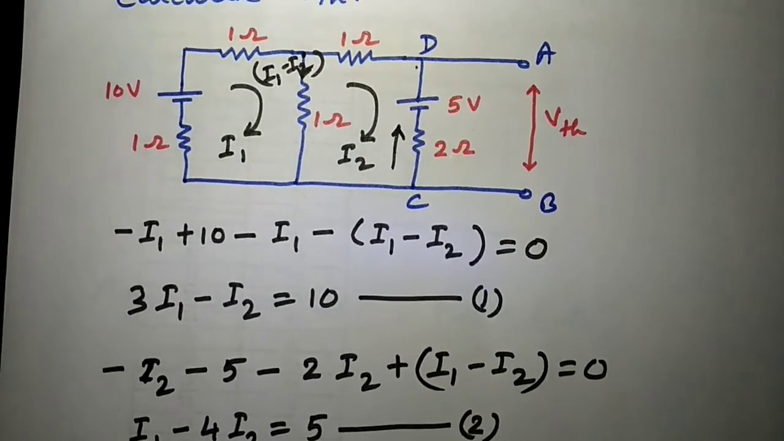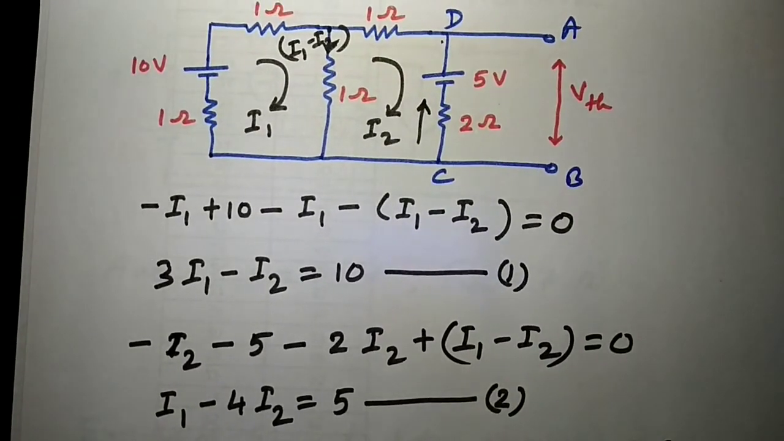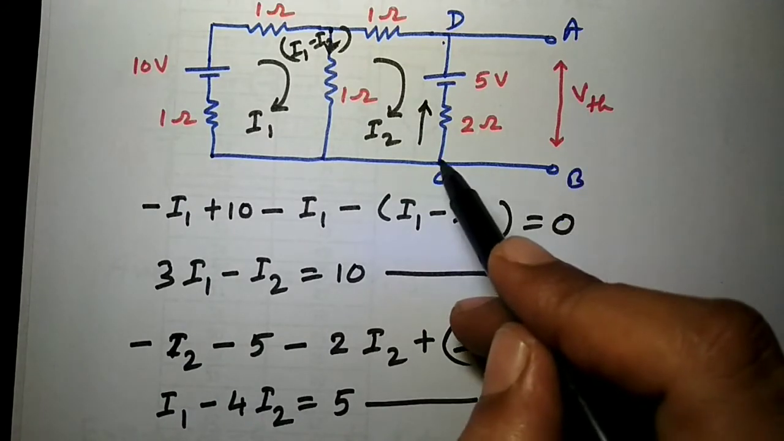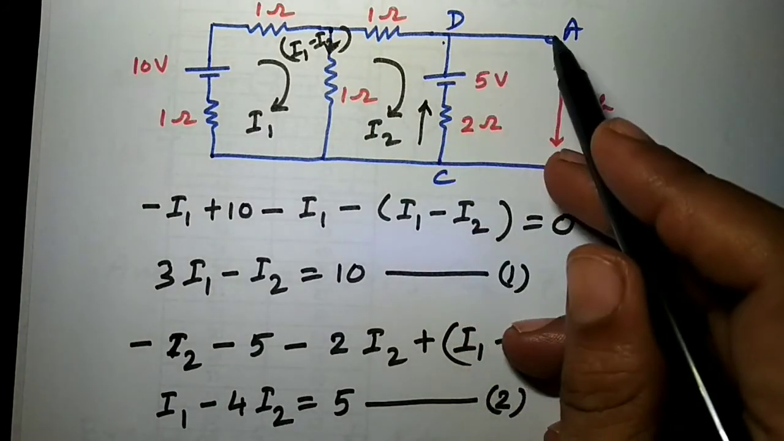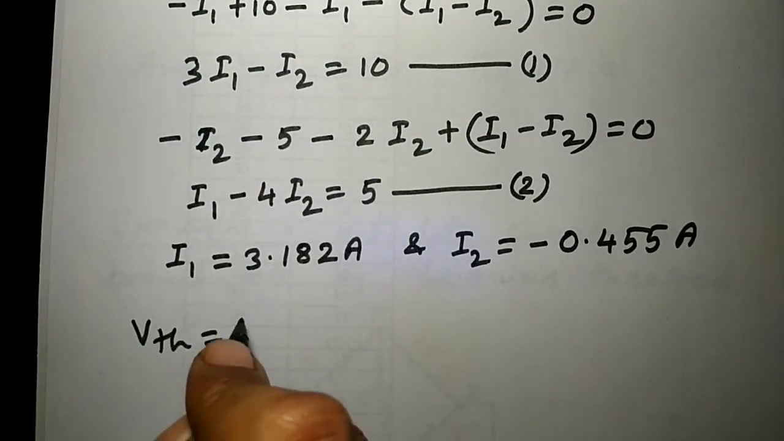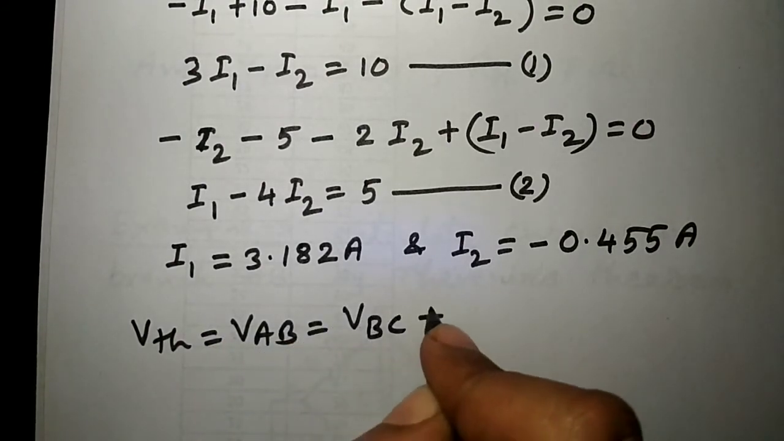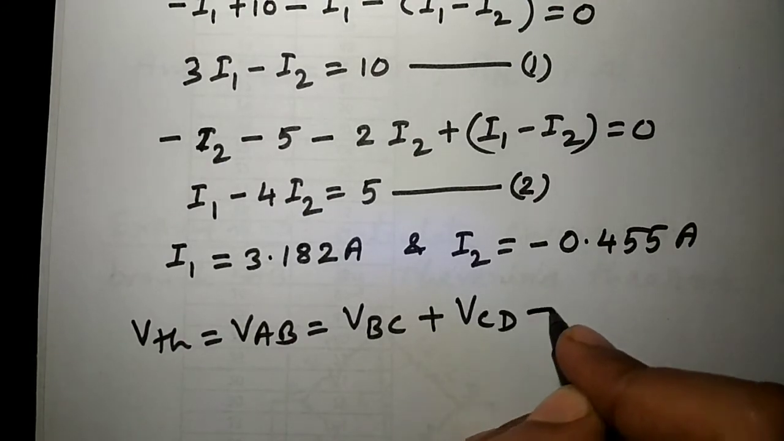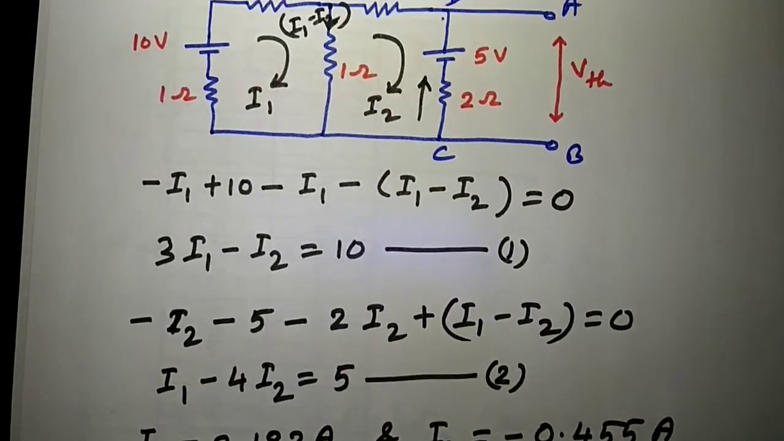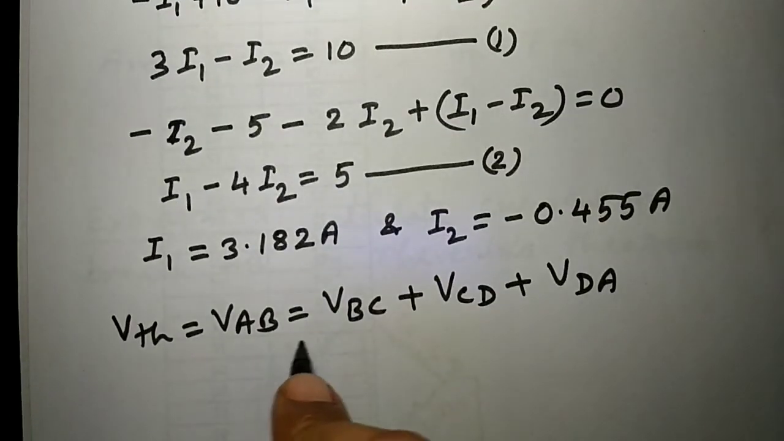Now apply the concept of the Thevenin voltage. So we know that voltage across A and B will be the voltage across B and C plus C and D plus D and A. So VTH is voltage across A and B, that will be voltage across B and C, then C and D, and then D and A. Definitely voltage between B and C will be 0. There will be no voltage drop. So here it will be 0.